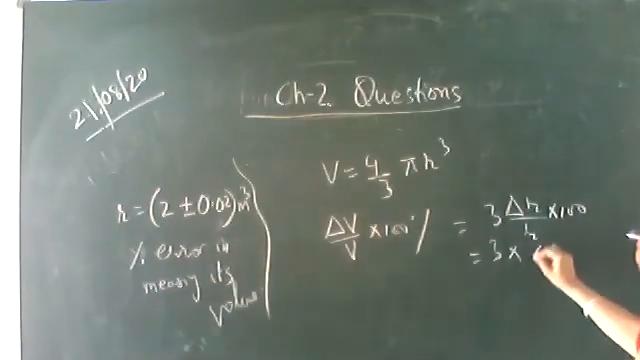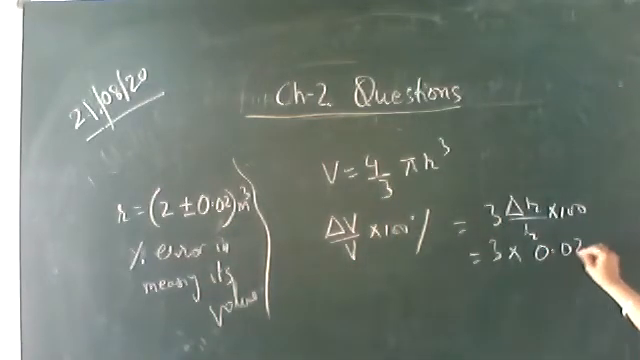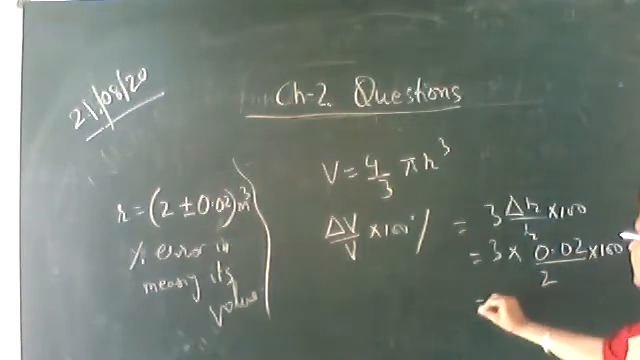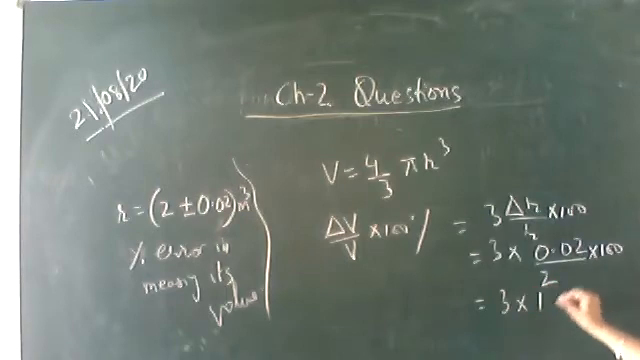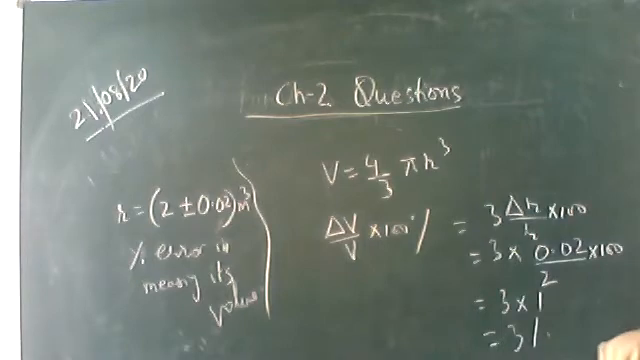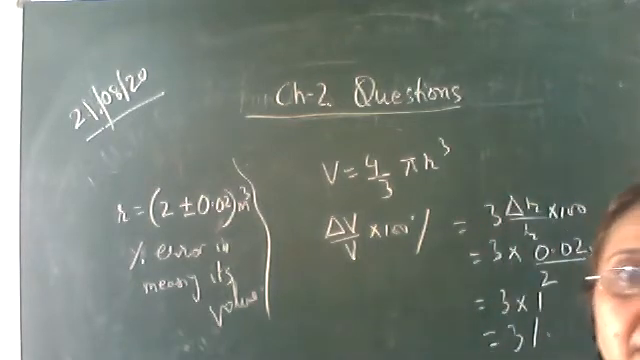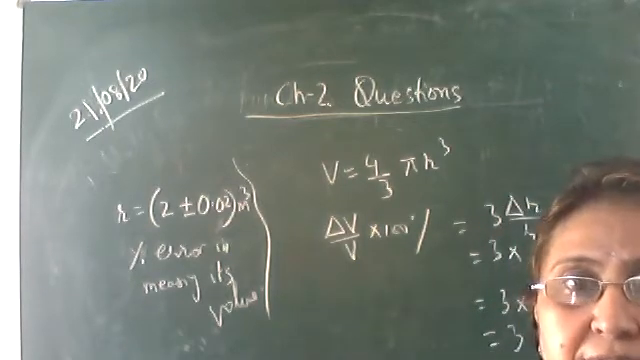So delta r from here is 0.02 and the radius is 2, into 100. So it is 3 into 0.02 multiplied by 100 is 2, 2 upon 2 is 1. So 3 into 1, the answer is 3%. Yes, so the answer given was correct. The answer is 3%.